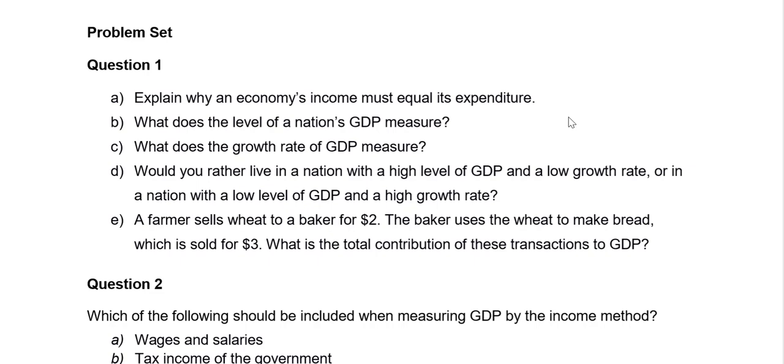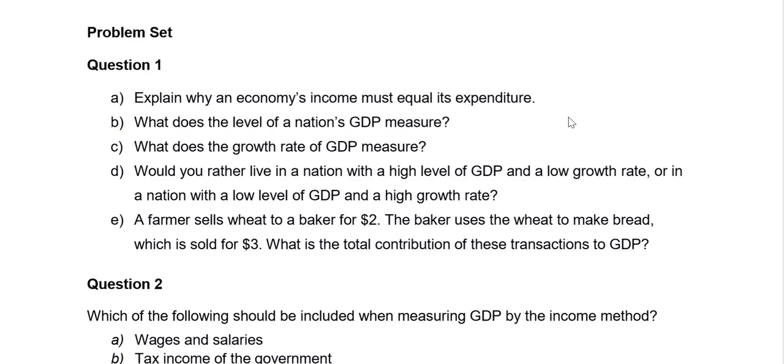Now D. Would you rather live in a nation with a high level of GDP and a low growth rate, or in a nation with a low level of GDP and a high growth rate? Well, the answer to this question is a bit personal. Obviously, it's a choice again. There's also a bit of a trade-off here.